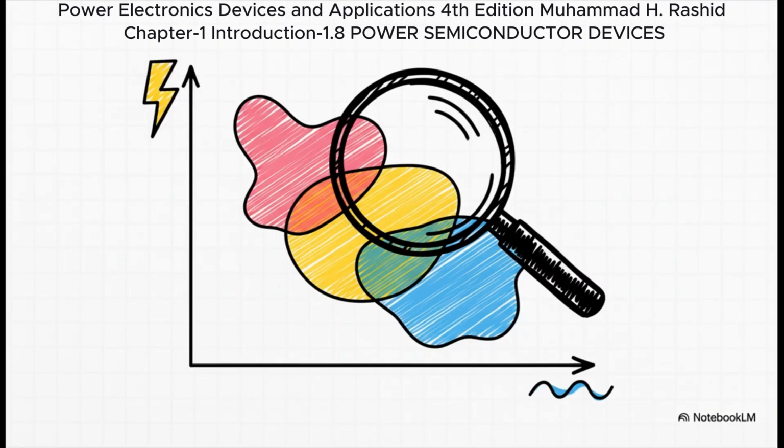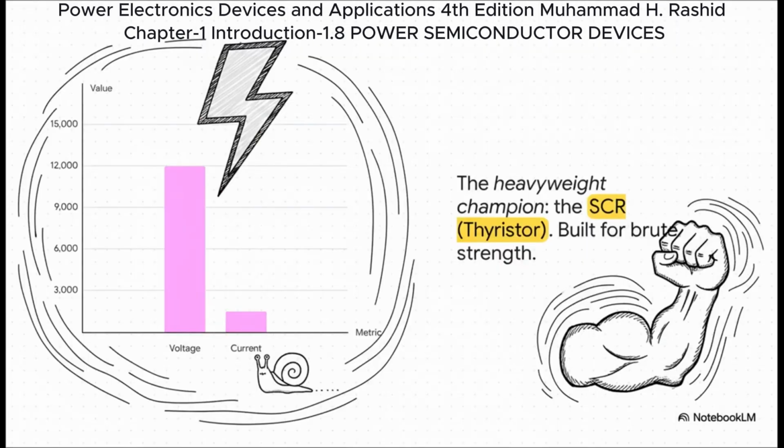To make this choice easier, we engineers like to visualize it. We map out where each device lives on this spectrum. So in the next couple of slides, we're going to see where our major players land, and you'll get a really clear picture of their strengths and weaknesses in this power speed arena. First up in this corner, the undisputed heavyweight champion, the SCR, our thyristor. Just look at those numbers. We're talking 12,000 volts and 1,500 amps.